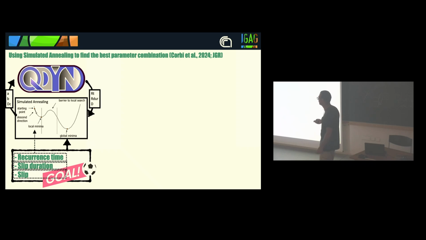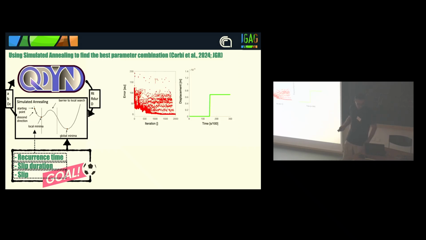Each of the 3 parameters is free to vary, while testing how our simulation is going with respect to recurrence time, rupture duration, or displacement. A global minimum will be the case where all 3 parameters are fitting properly. This is how the simulation is going.